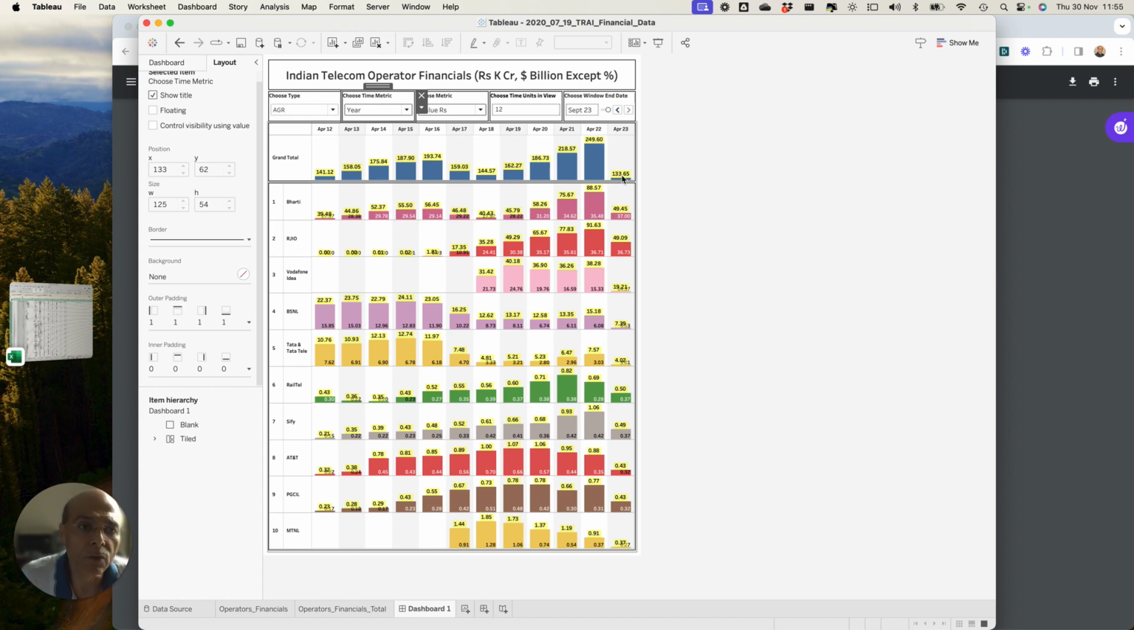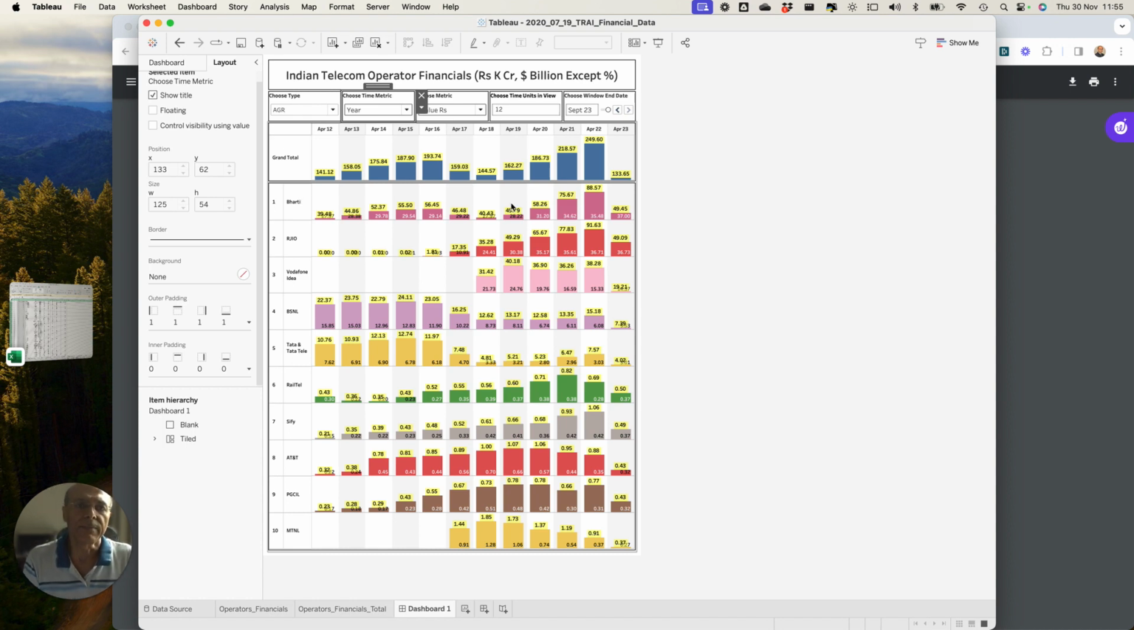And for the last 2 quarters, the number is 1.33 lakh crores. So if you double it, it comes to roughly 2.7 lakh crores. So the FY24 number will definitely be higher than last year's number. Now let's go operator by operator and see how the operators look in terms of total revenue in rupees crores.